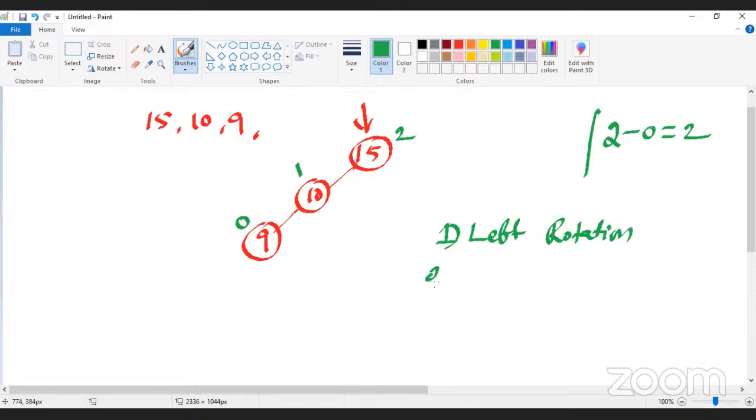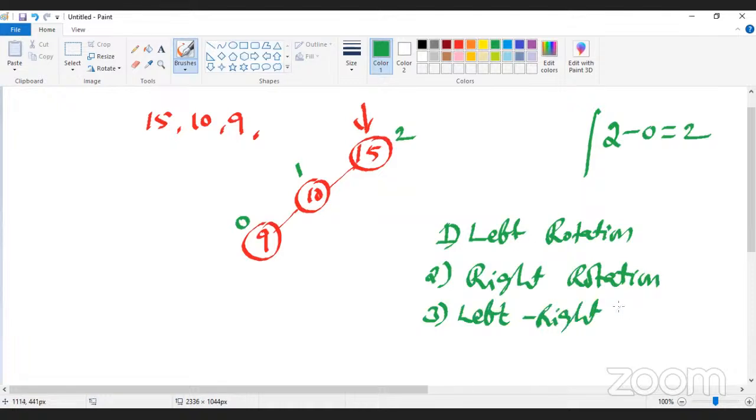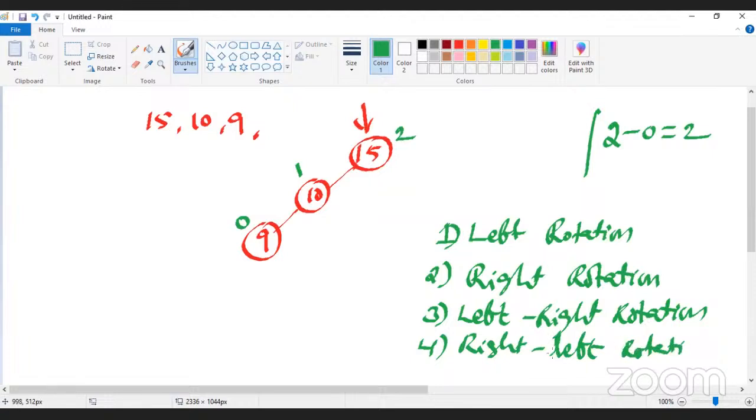Left rotation, right rotation, left-right rotation, right-left rotation. These rotations can be done in order to convert a BST into an AVL tree.